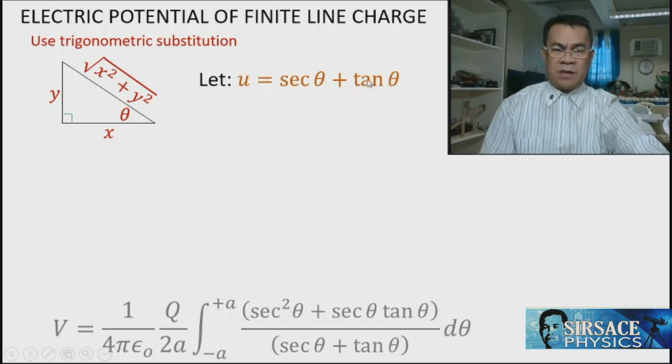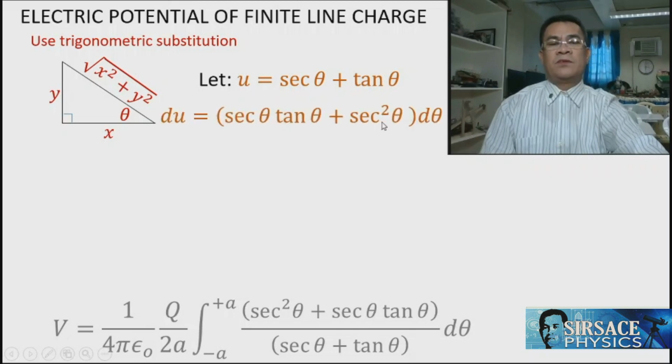So let u be secant theta plus tangent theta. Take the derivative of that with respect to theta. Take note, the derivative of secant is secant theta tangent theta. This is the basic differentiation formula. And the derivative of tangent theta is secant squared theta. And this is du over d theta. We cross multiply so that we have the value of d theta. But take note, we need d theta. So divide both sides by this so that we can solve for d theta.